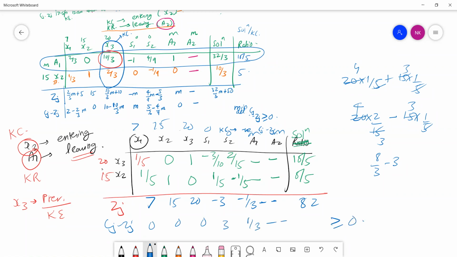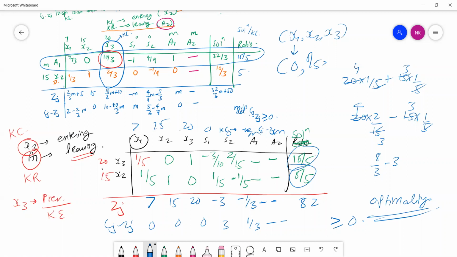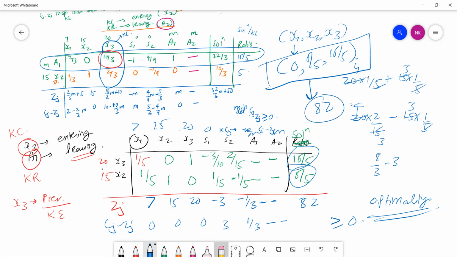So these are all greater than or equal to 0. That means our optimality is reached. What will be our answer? It is x1, x2, x3, where x1 is 0. It is not included in our iteration, so it is not playing a role. x2 is 6 by 5 and x3 is 16 by 5. So this will be our answer, resulting in the final value of 82.